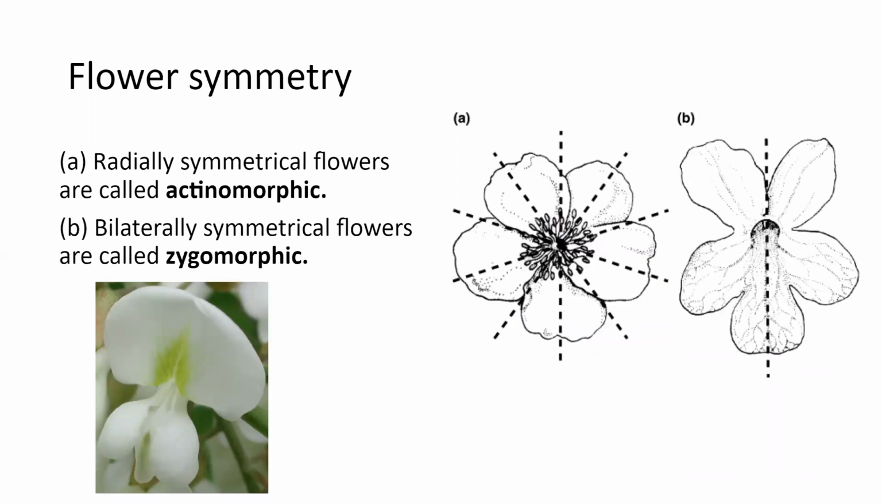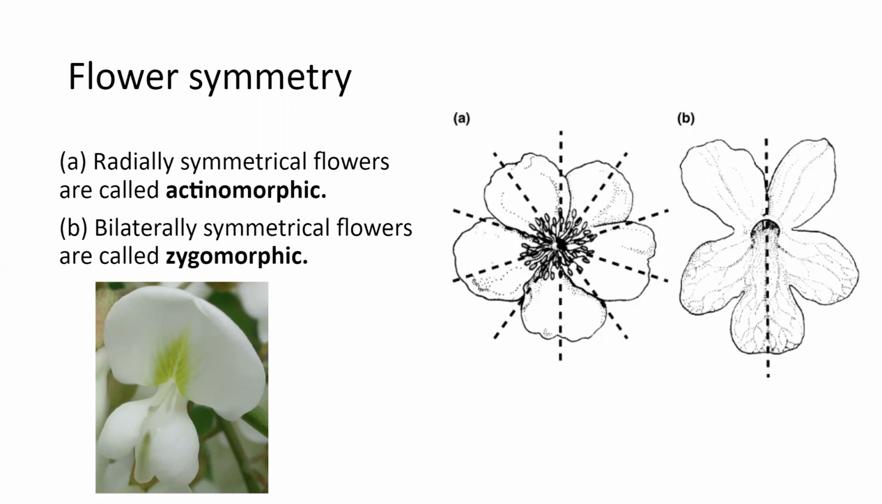Many flowers, and especially primitive ones, are radially symmetrical, and that's called actinomorphic. If you look at the diagram on the left, letter A, you can see that you can divide that flower from the top any of a number of different ways, and the flower is basically symmetrical. When you can divide the flower into many different planes, we call it radially symmetrical or actinomorphic. We also have examples of bilaterally symmetrical flowers, which we call zygomorphic.